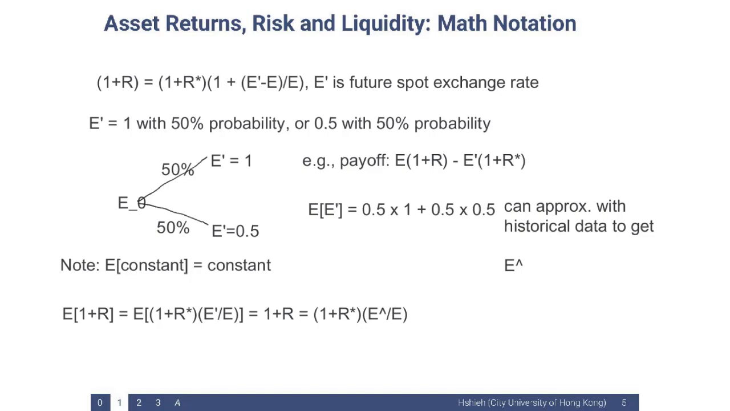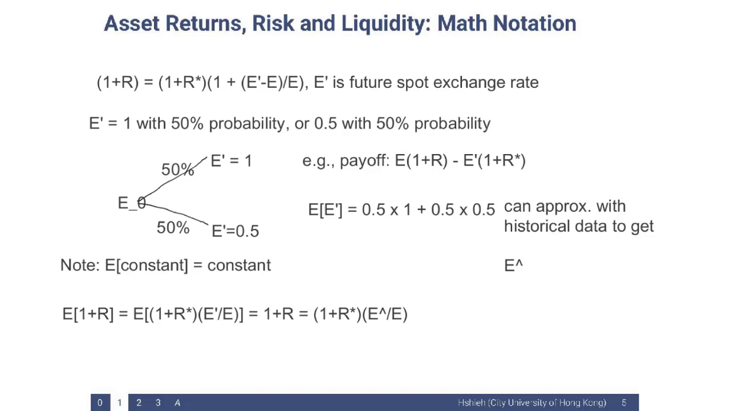So 1 plus r and divided by e can be taken out. All we're left with is just the expected value of e prime, and we can swap that out with e hat, notation-wise. Right? So just by taking the expected value, we've arrived at the equation we want to work with. Okay? This is called the uncovered interest rate parity.